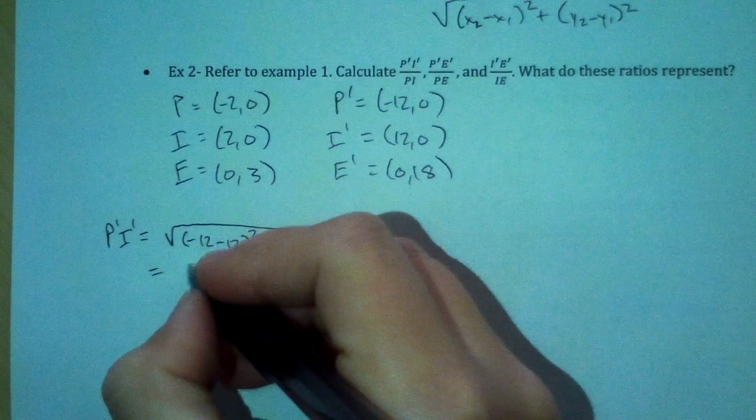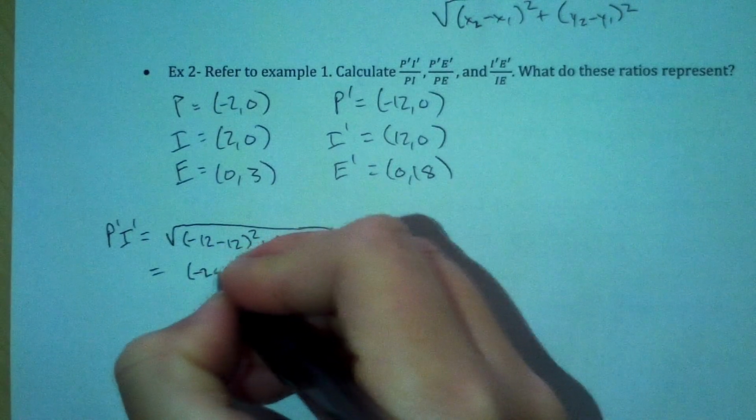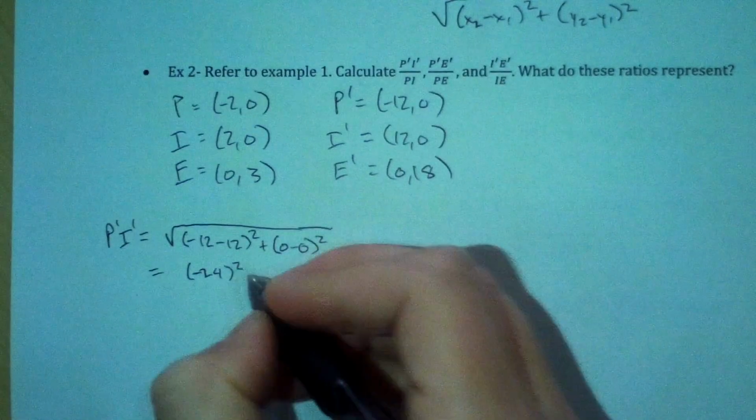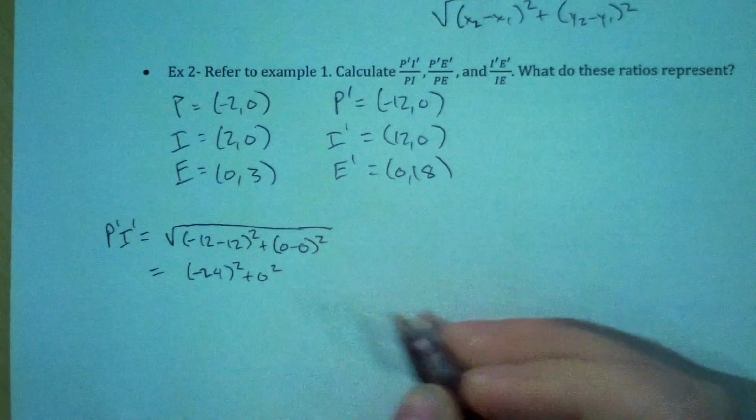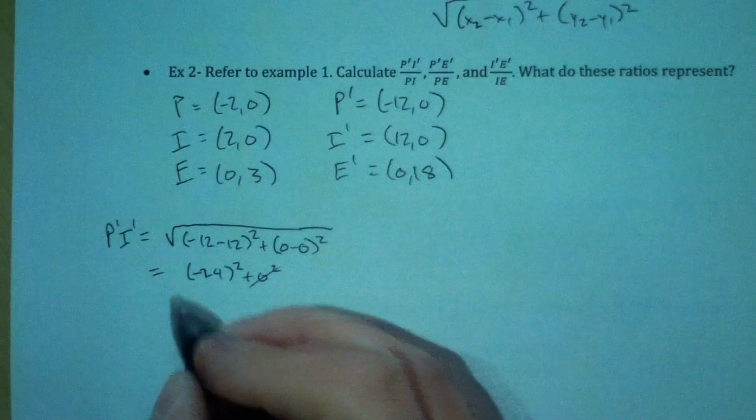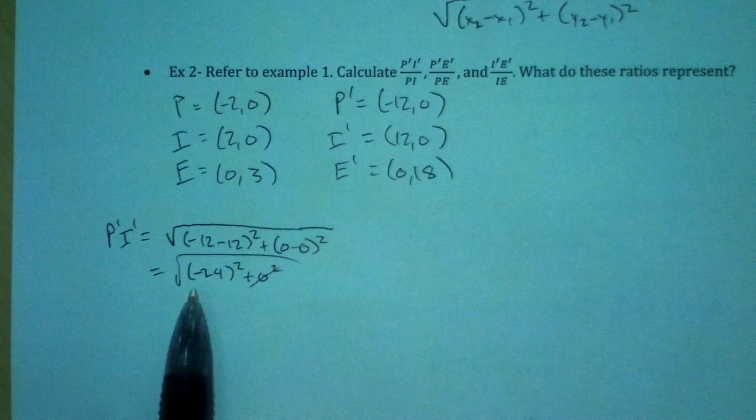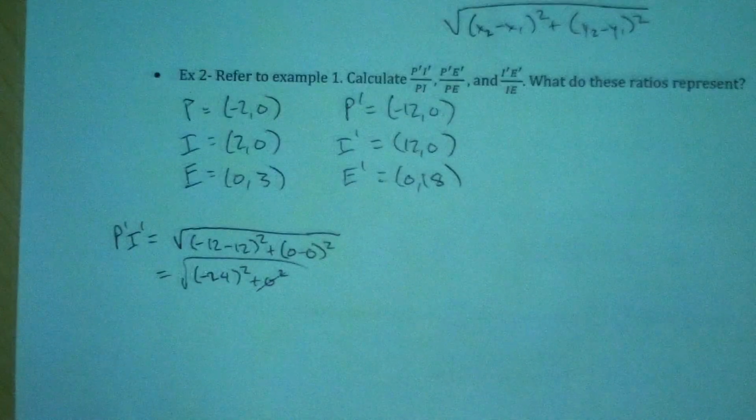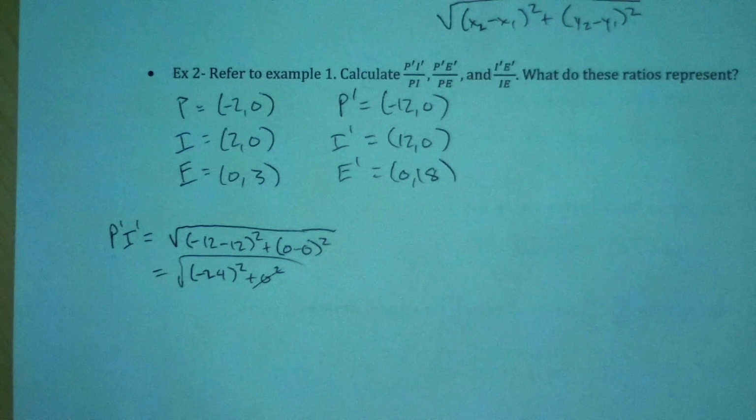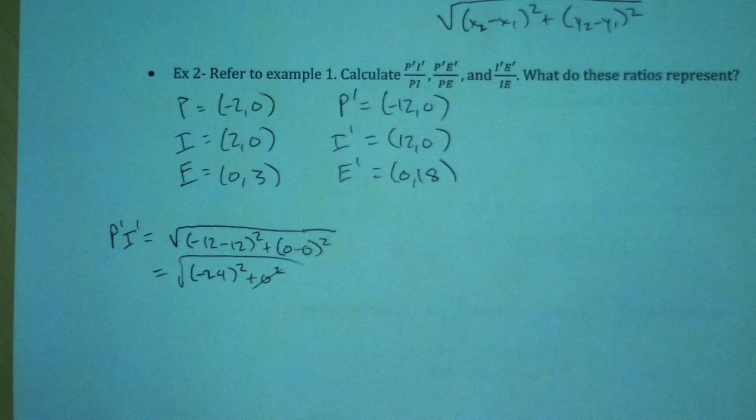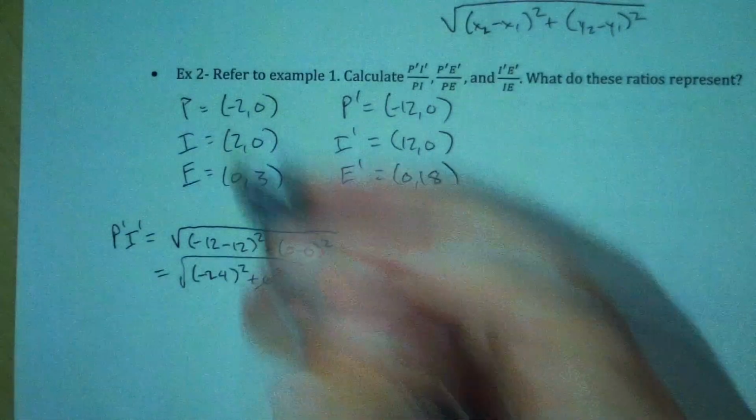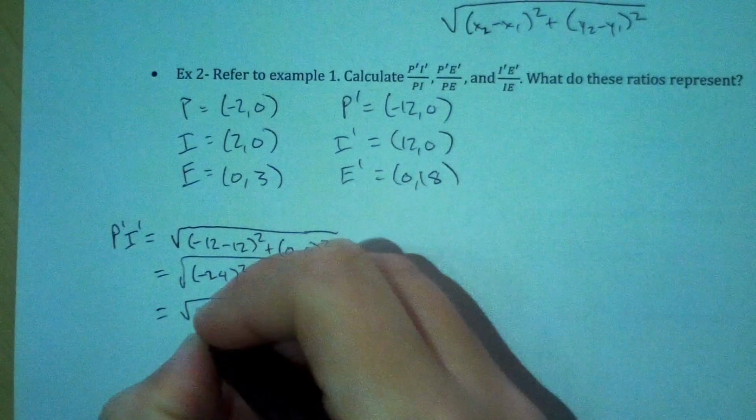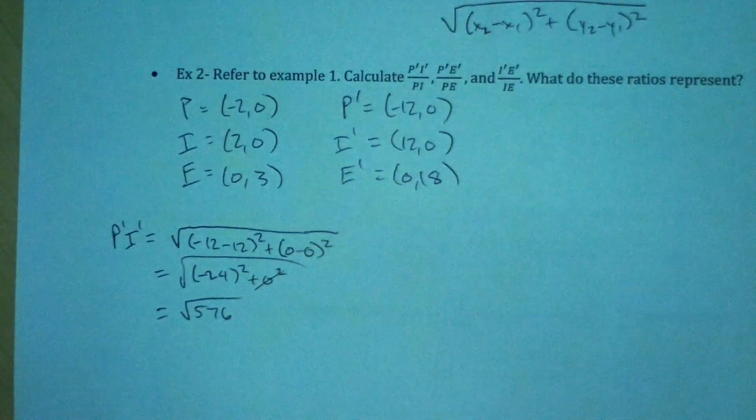So when we set up our fraction for that, it would be P prime I prime, that distance, over PI, that distance. P prime I prime was 24. PI distance was 4, and what's 24 divided by 4? 6. So that's the first one.